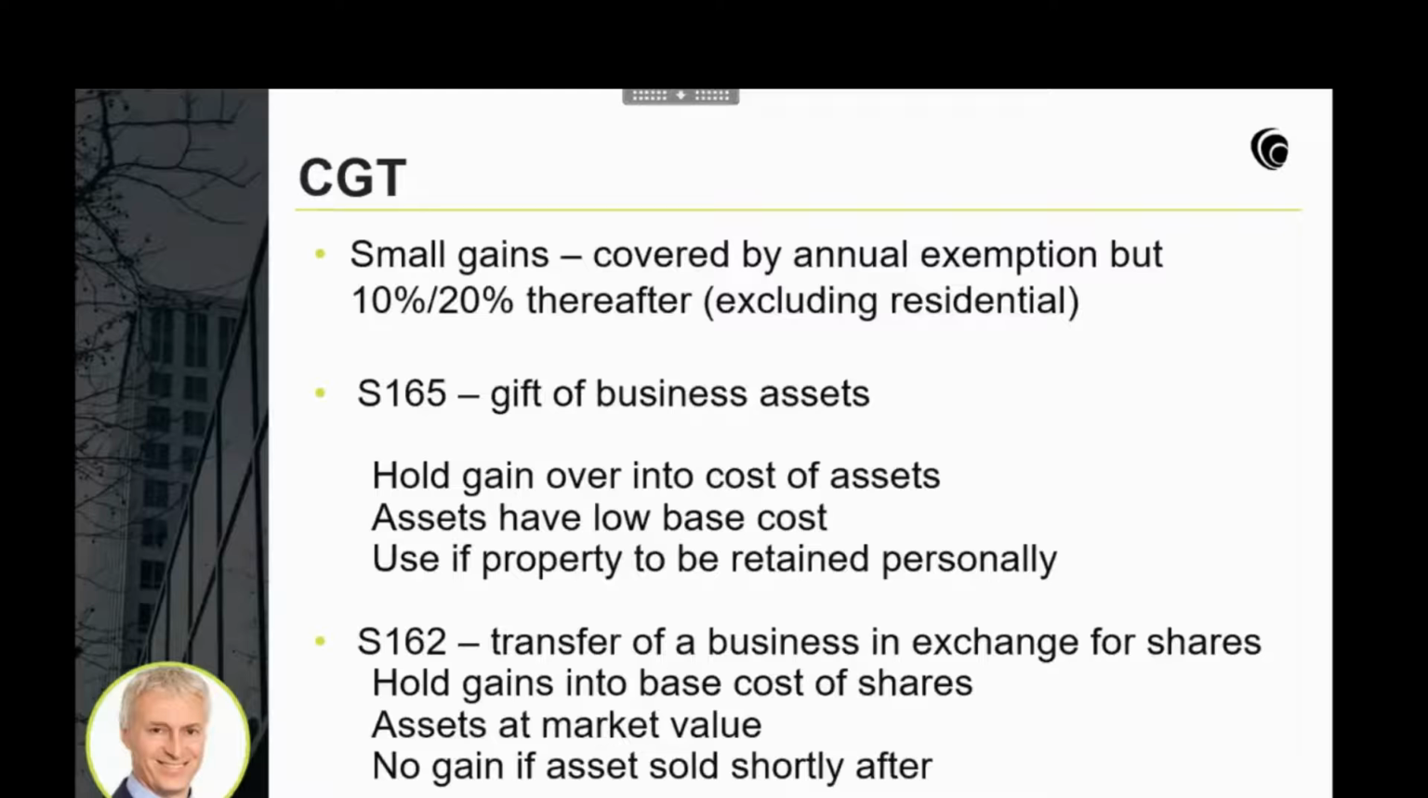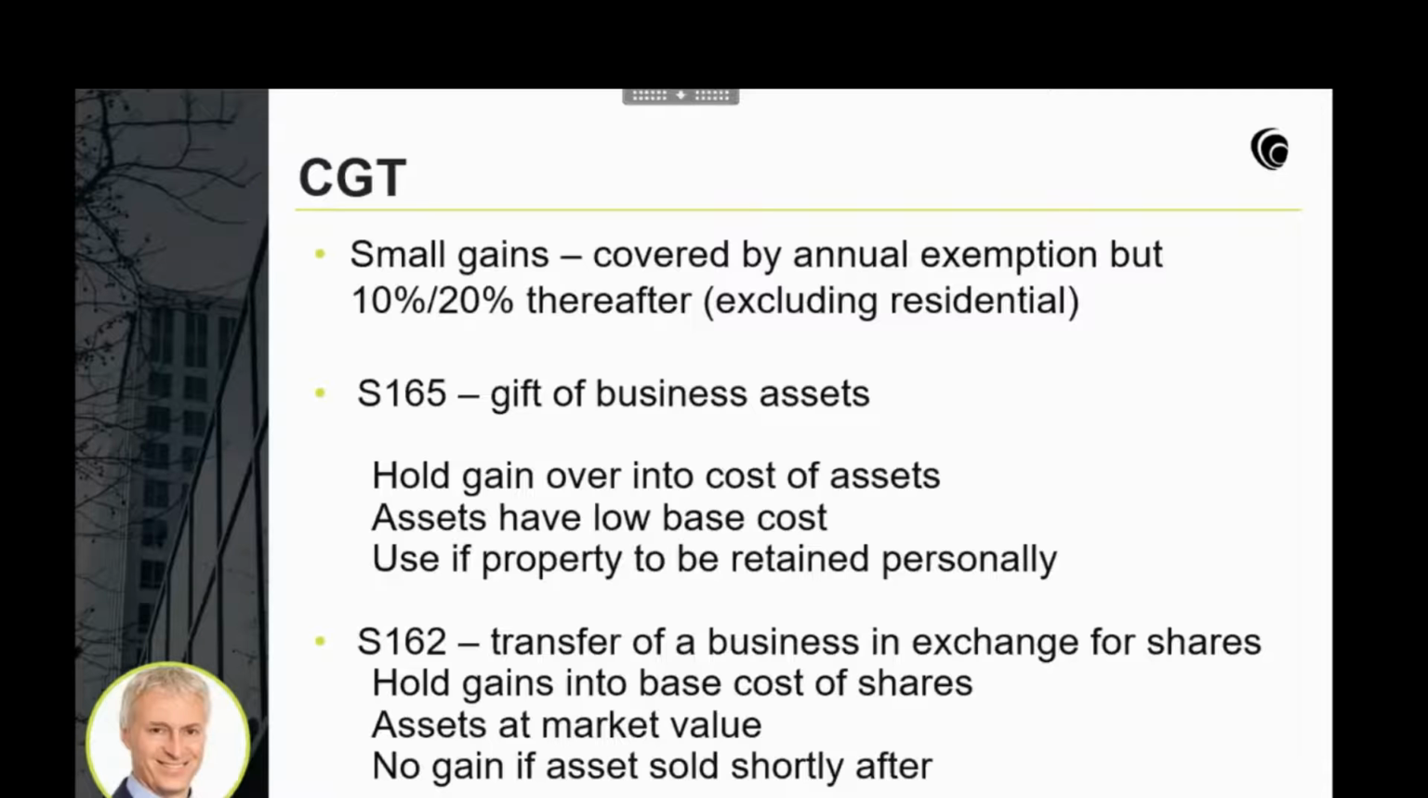You take everything across. The only thing you can leave out of that is cash. Everything else has to go. Then the company will be treated as acquiring it at current market value, and the gain is rolled over into the value of the shares that you take. So the company issues shares to you in exchange for your business. Those shares, for tax purposes, their base cost for any future disposal is your original cost of your original business. That is where the gain has gone.